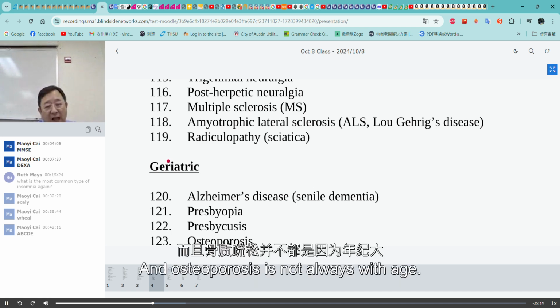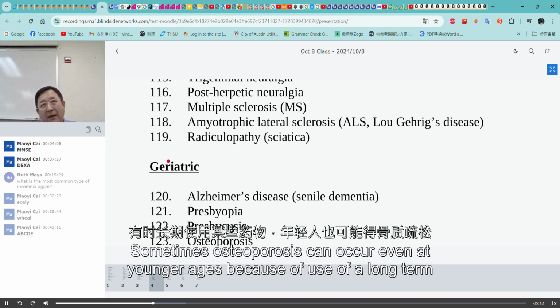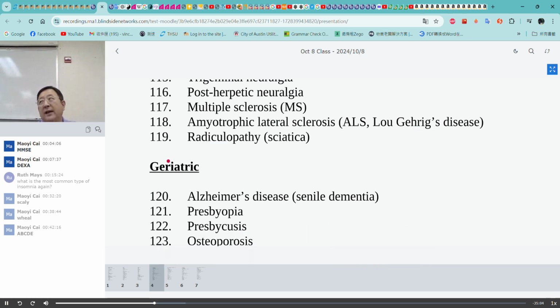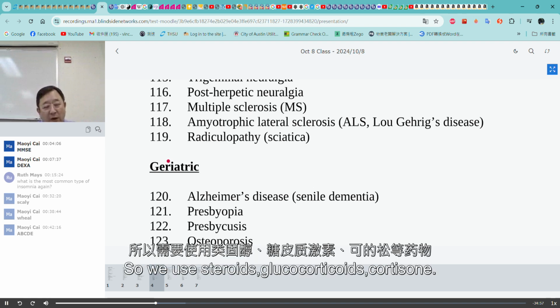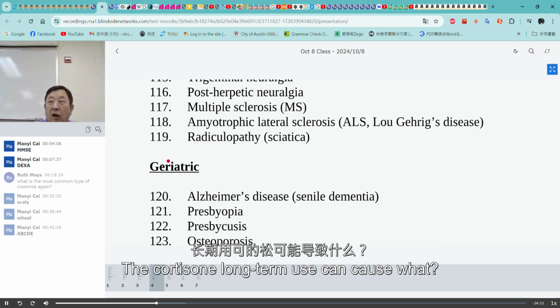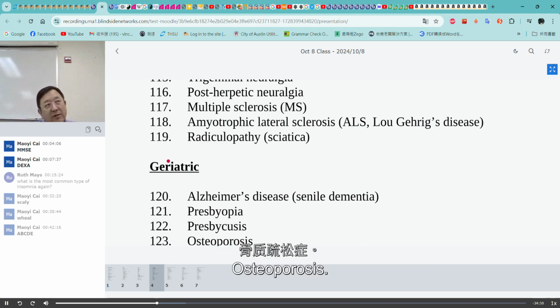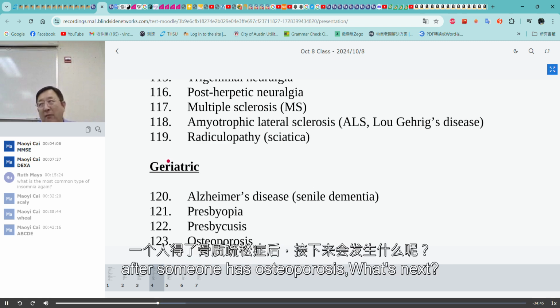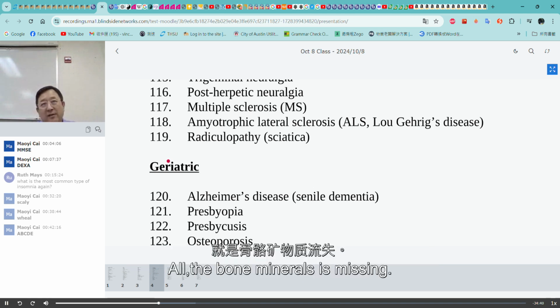And osteoporosis is not always with age. Sometimes osteoporosis can occur even at younger ages because of long-term use of steroid hormones. So let's say a person has autoimmune disease, right? The immune system is overactive, so we use steroids, glucocorticoids, cortisone. Long-term cortisone use can cause what? Osteoporosis. And the biggest risk of osteoporosis, after someone has osteoporosis, what's next? Oh, the bone minerals are missing.